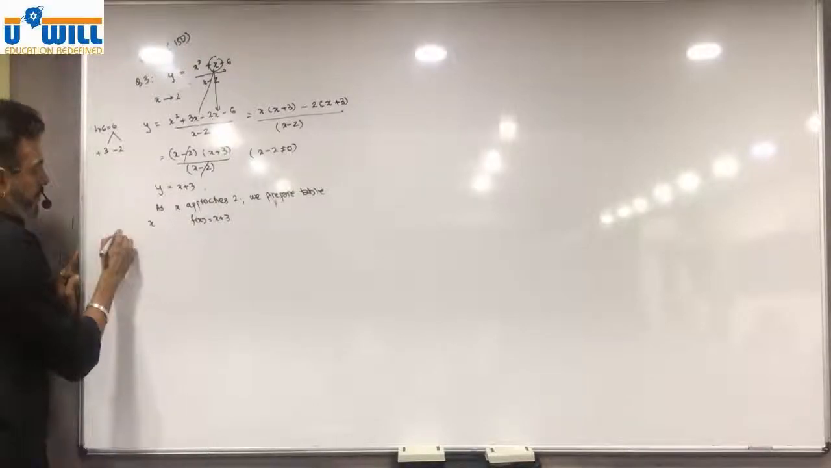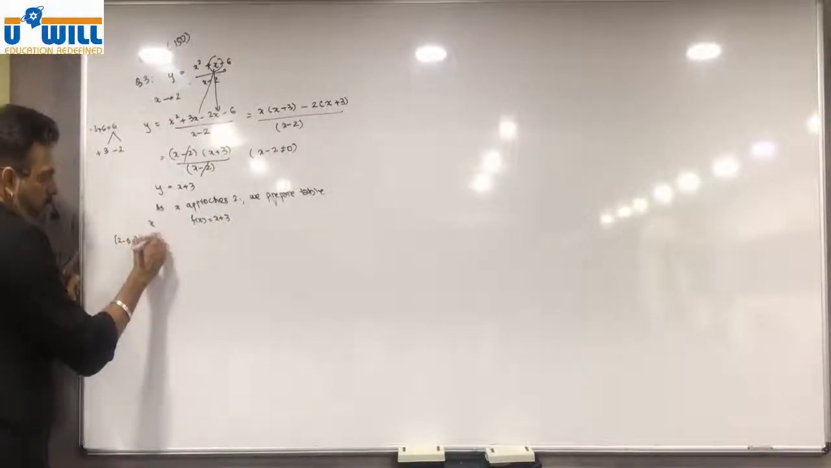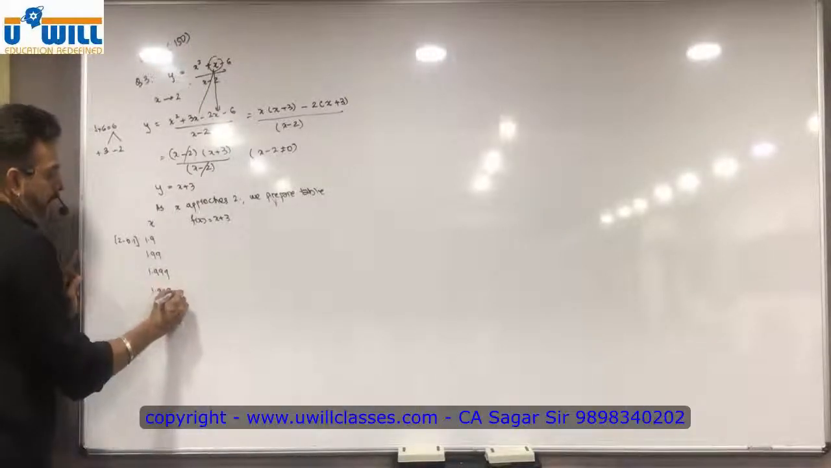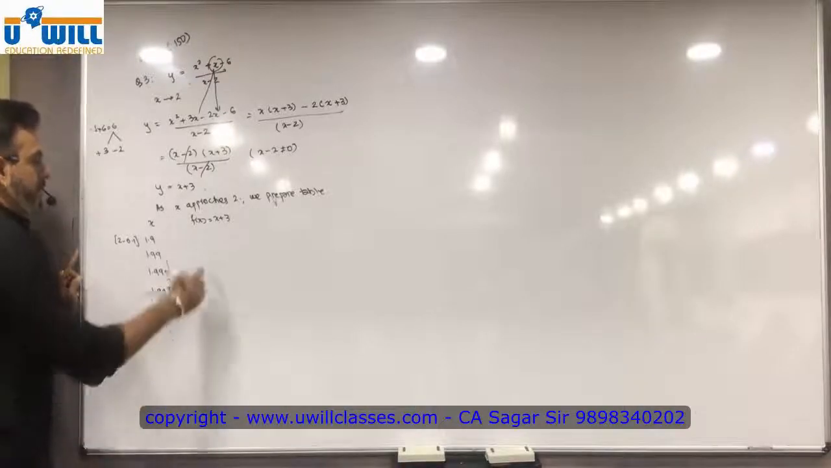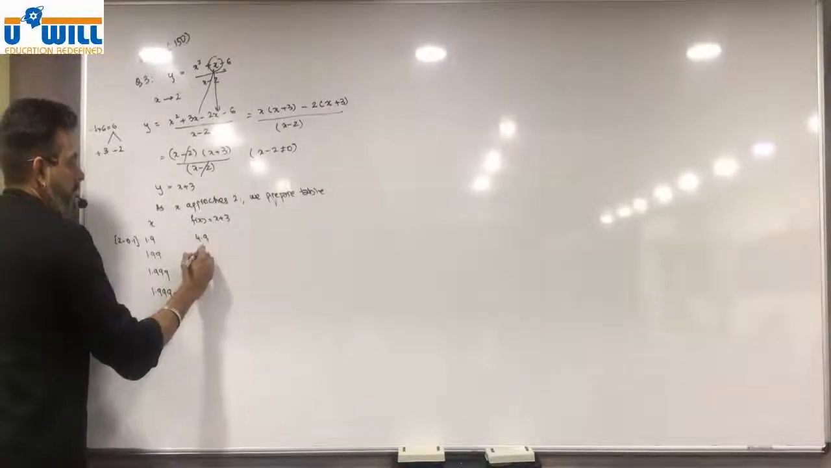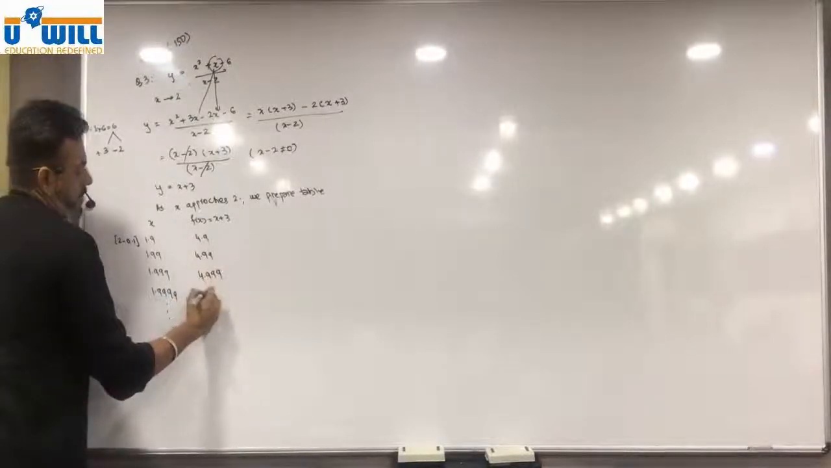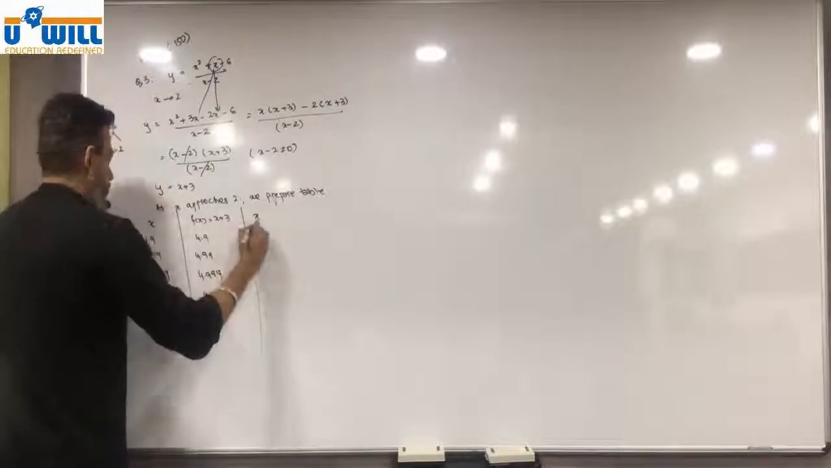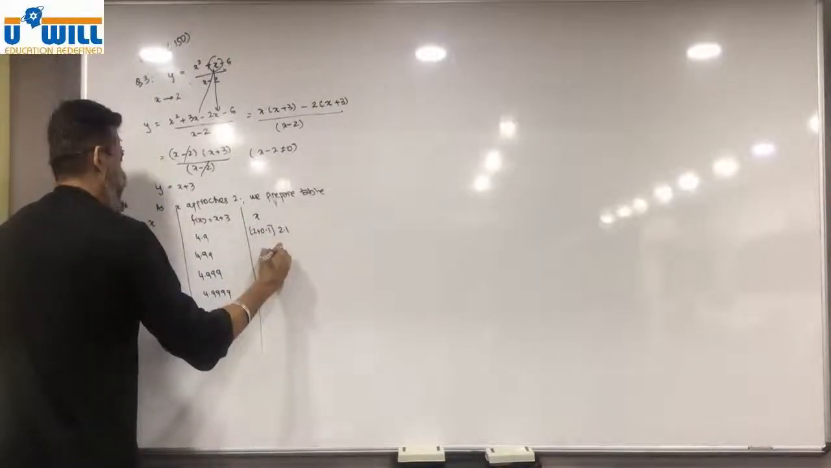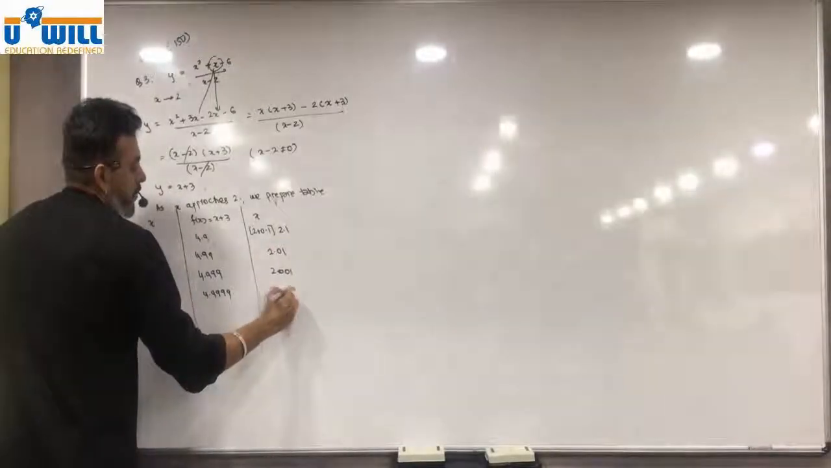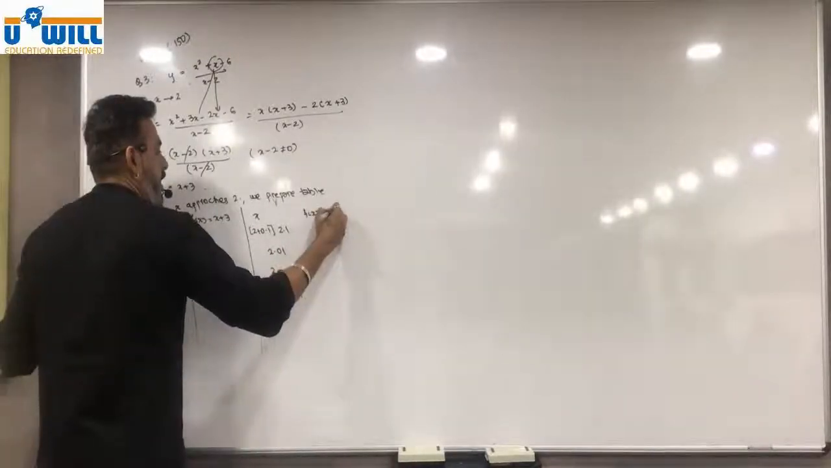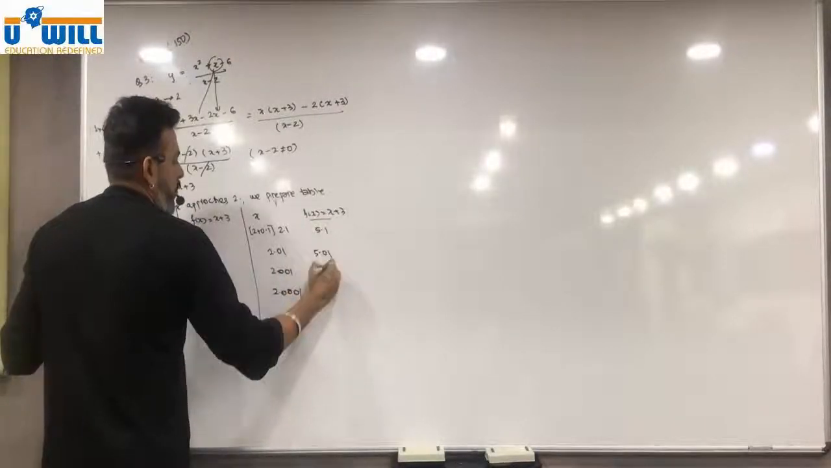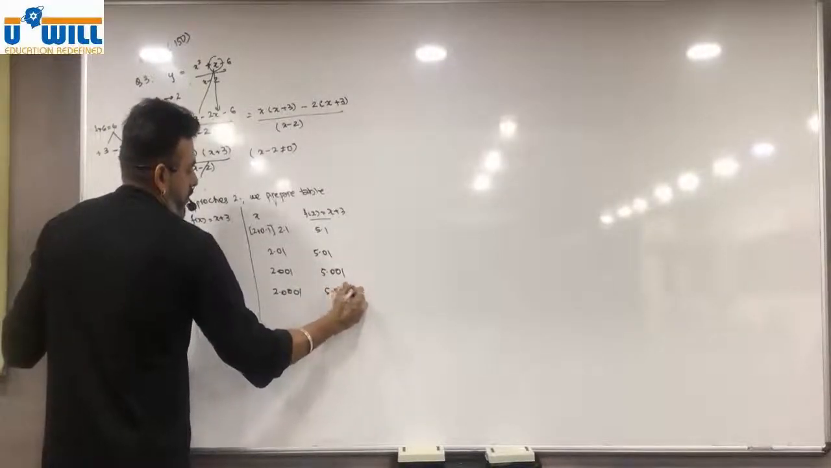Here 2 minus 0.1, 1.9, 1.99, 1.999, 1.9999, dot dot dot, plus 3, so 4.9, 4.99, 4.999, 4.9999. X, now you will increase, so 2 plus 0.1, 2.1, 2.01, 2.001, 2.0001, f of x, which is x plus 3. So here it will be 5.1, 5.01, 5.001, 5.0001.